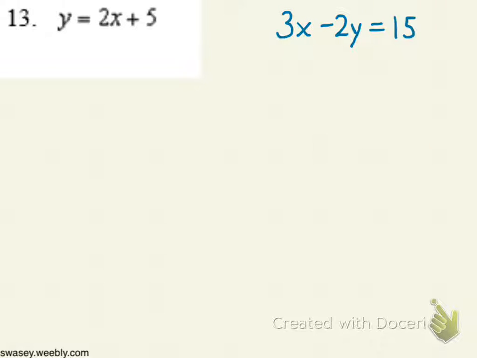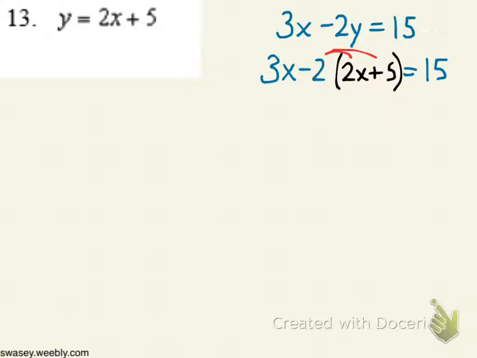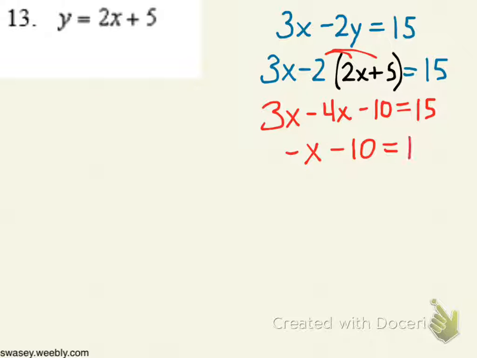13, we have y by itself already, so we can replace y in the second equation with 2x plus 5. To get rid of the parentheses here, we'll distribute. So think of that as a negative 2 being multiplied through. Negative 2 times 2x is negative 4x. Negative 2 times positive 5 is negative 10. Now we'll combine our like terms. 3x minus 4x is negative x, or negative 1x if you prefer to write the 1.